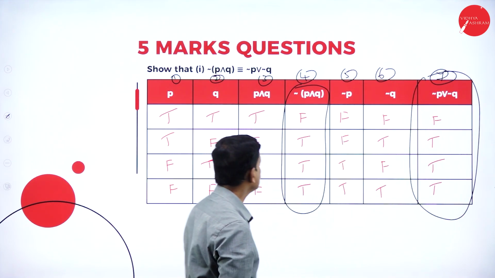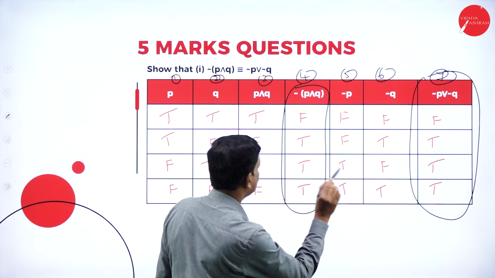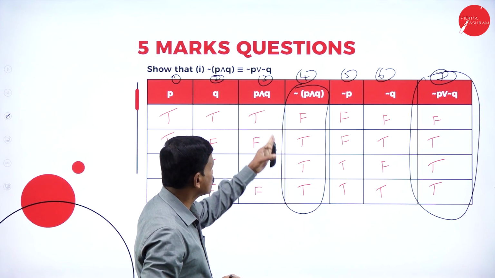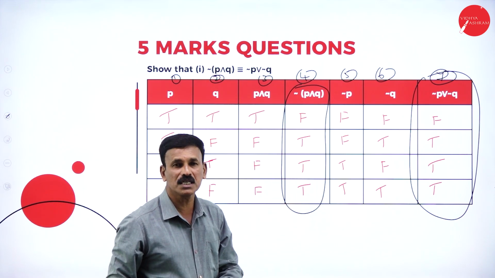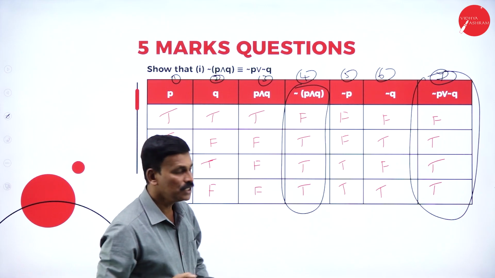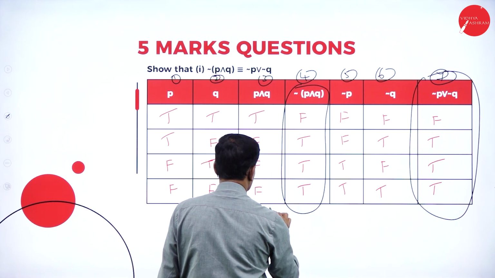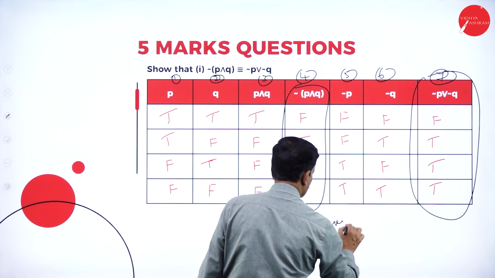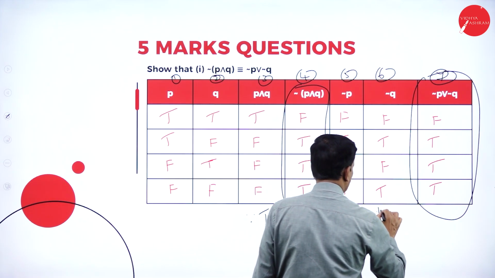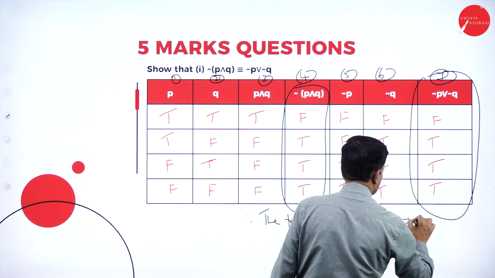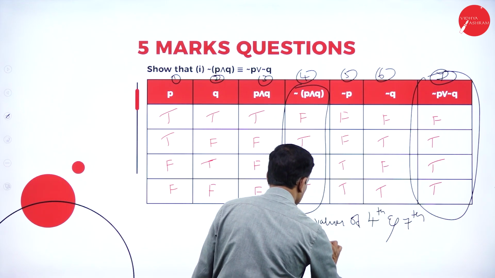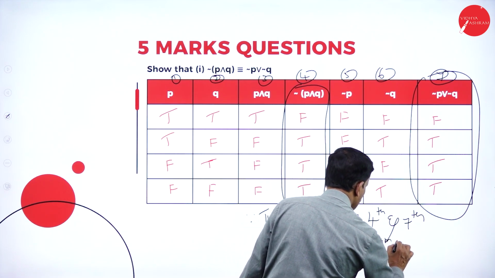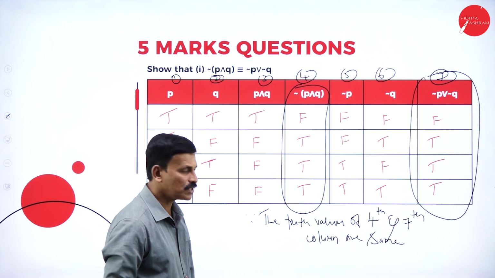column are the same. See, F, F, T, T, T, T, T, T. What do you say? The truth values of the fourth and seventh columns are the same. That means these two are logically equivalent, since the truth values of the fourth and seventh columns are the same.